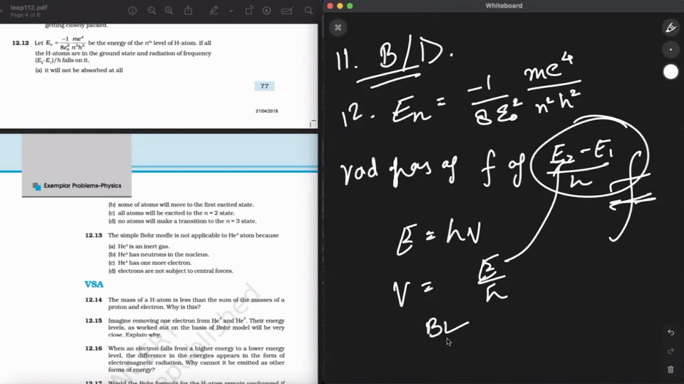And option D: no atoms will make a transition to the n equal to 3 state. We will be short on energy. To make a transition to n equal to 3, we only have E2 minus E1 energy and that will be short. So option D is also correct. The correct options are B and D for this one.